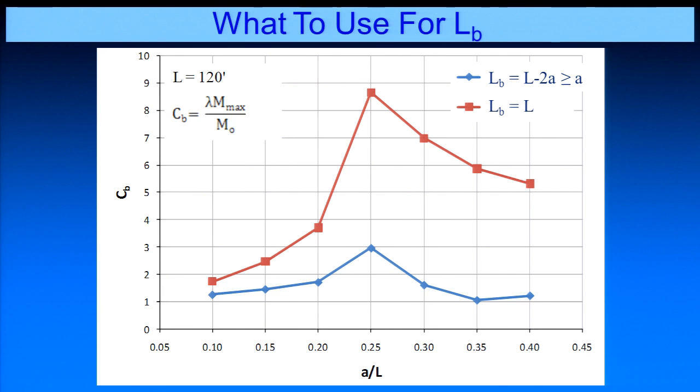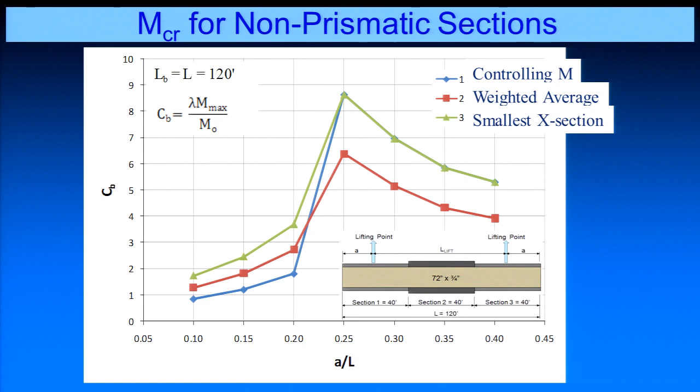So these are actually representing the same exact analysis results. It's just that here we're using the critical region, either the overhang or the portion between the lifting points. In this one, we're always defining the buckling capacity using the total length of our section. So since it is the total length, we're getting gigantic C sub b's in some of these cases. So we thought this was a better approach, and that's what we've done in all of our subsequent analysis.